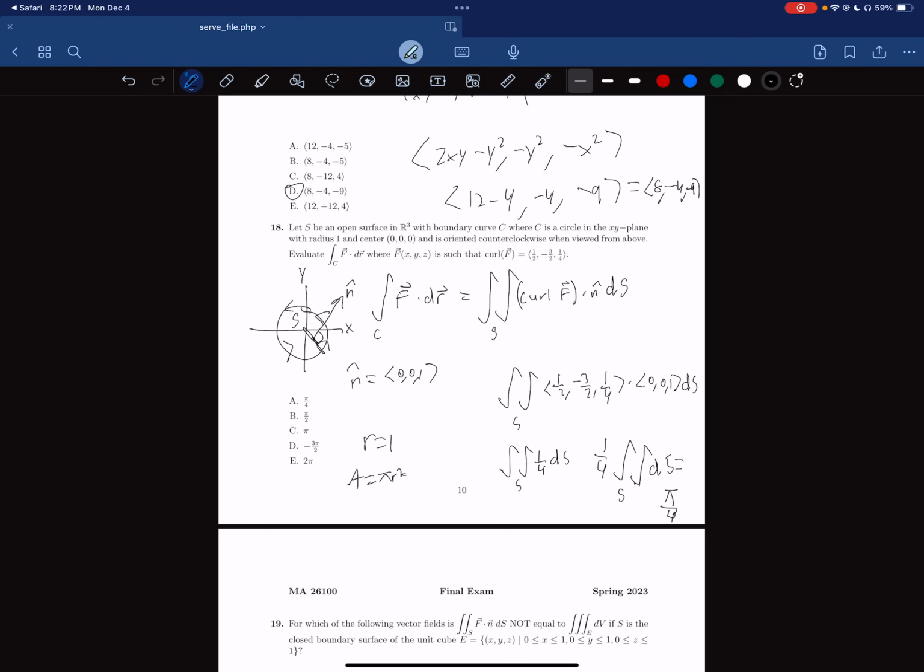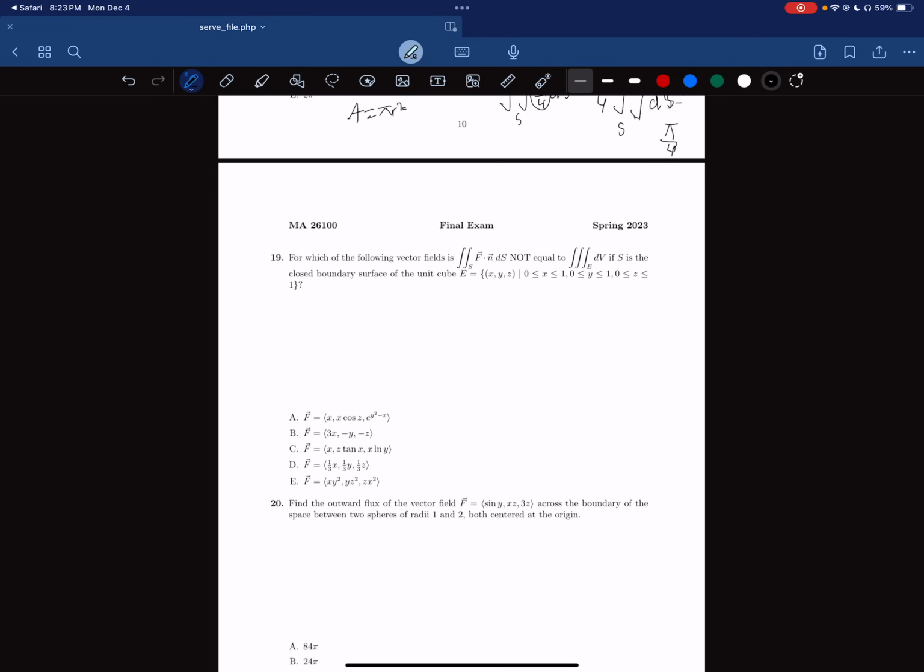If we didn't have a constant here, it'd be a little bit more tricky. We'd need to parameterize our surface. But since it's a constant, and we don't really have a calculator or any complex math, we're going to stick with our simple numbers and just use area equals pi r squared. So our answer is A here.